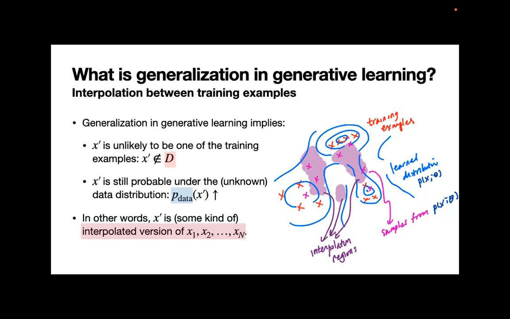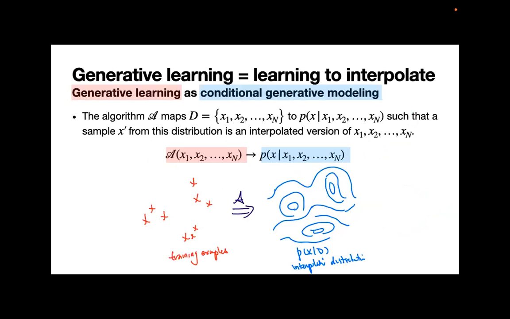So let's keep this in our mind. What this is actually telling us is that if we view this problem of generative learning as a conditional generative model, we are essentially learning to sample an interpolated version of all these data points x1 to xn. So what do I mean by that? I start with the training examples, let's say these 9 training examples. I have a generative learning algorithm A that takes these examples as input and gives me back an interpolation distribution. If I sample from this distribution, the samples are going to be somewhat similar to these, but never the same, and whatever I sample has to look very realistic.